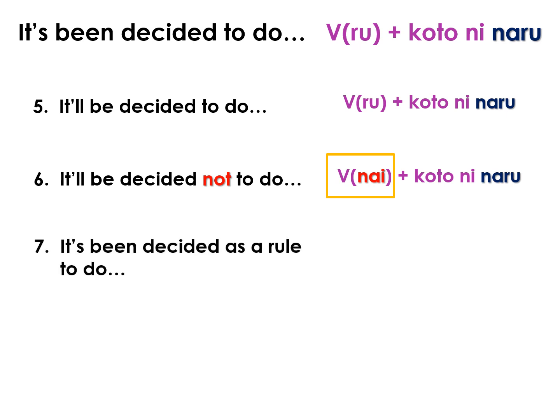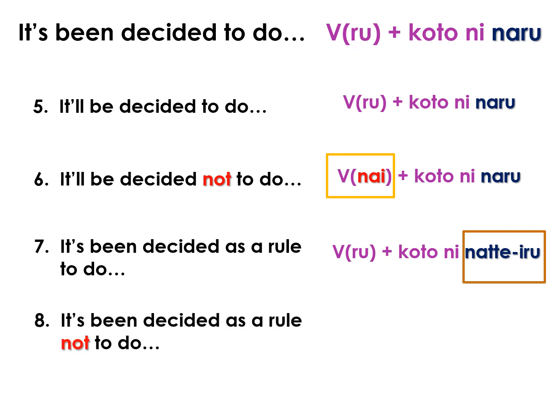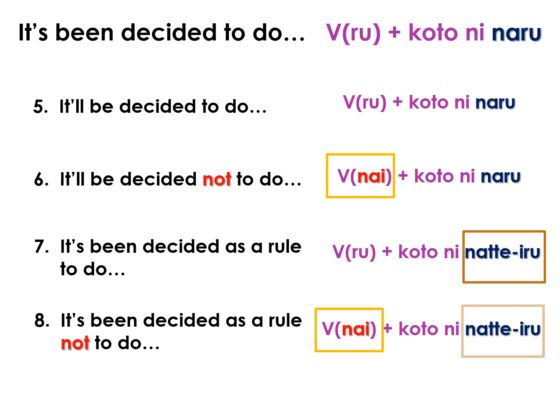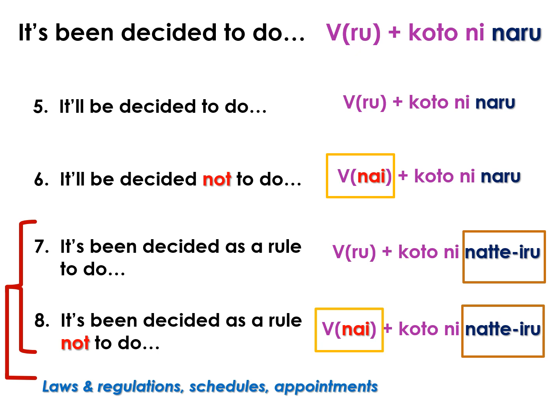Next, it's been decided as a rule to do. Ru koto ni natte-iru. The verb in the end, naru, changes into the progressive form natte-iru or natteimasu. And the last one is, it's been decided as a rule not to do. Nai koto ni natte-iru. Again, the verb before koto is what's conjugated into the nai form, and naru is in the progressive form, natte-iru. Numbers 7 and 8 are very useful when expressing laws, regulations, schedules, as well as appointments that have yet to occur.